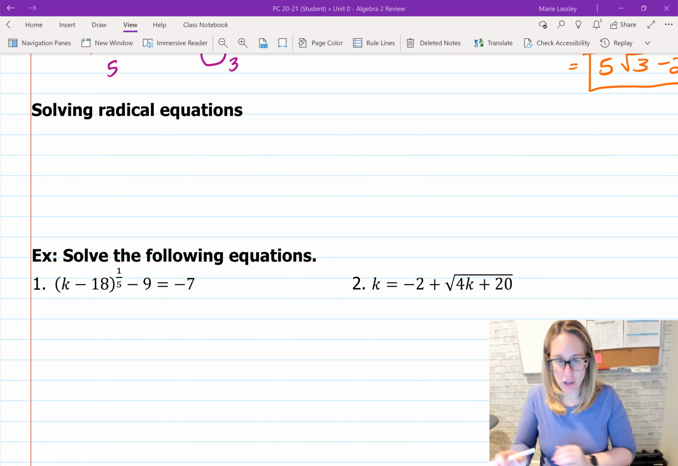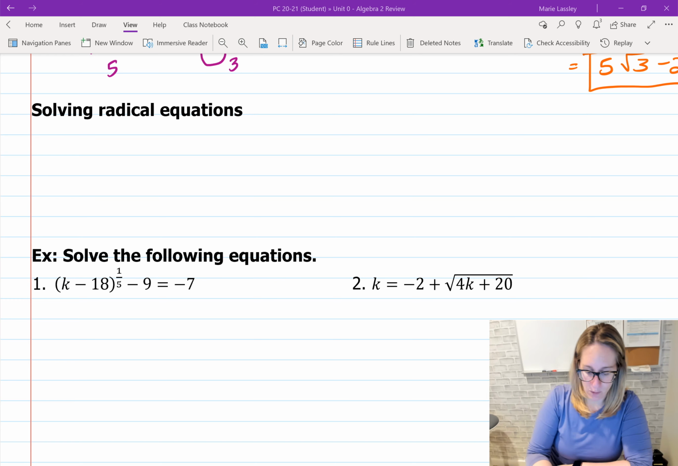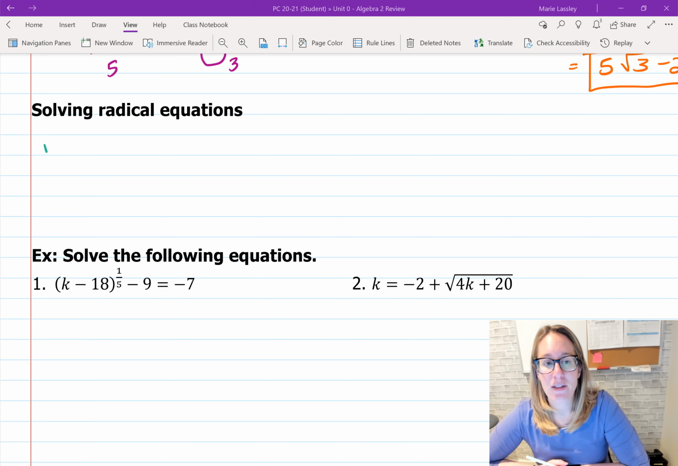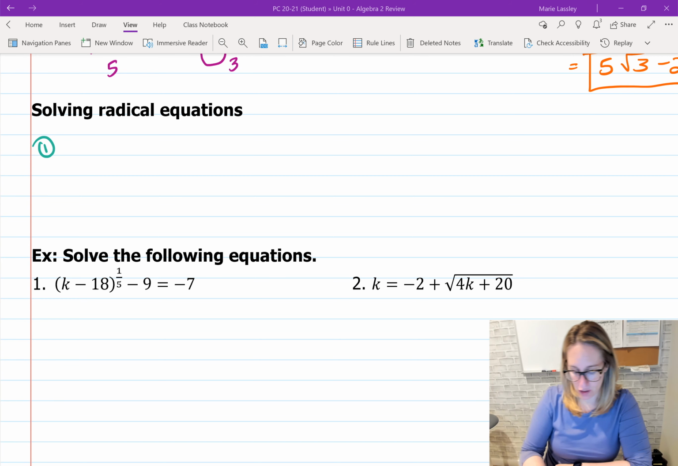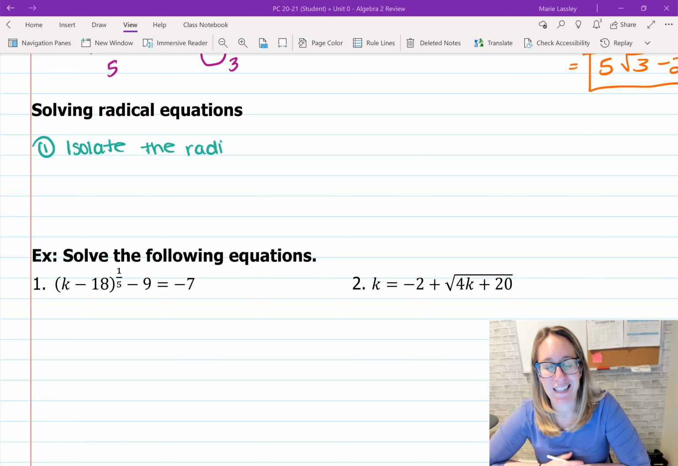Okay, so first we're going to talk about some technique. This should be, like I said, pretty quick. So solving radical equations, I like to think of this as two steps. Step number one, which is very important, is you need to isolate whatever has the radical. That means get that radical by itself. That is always going to be your step number one. So we want to isolate the radical. And like I said, that just means get it by itself.